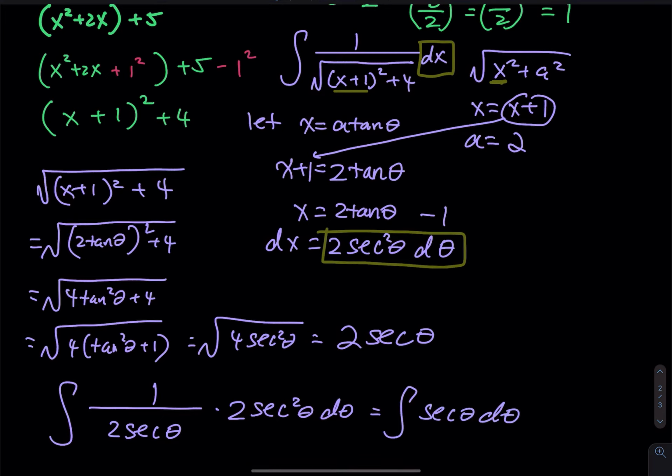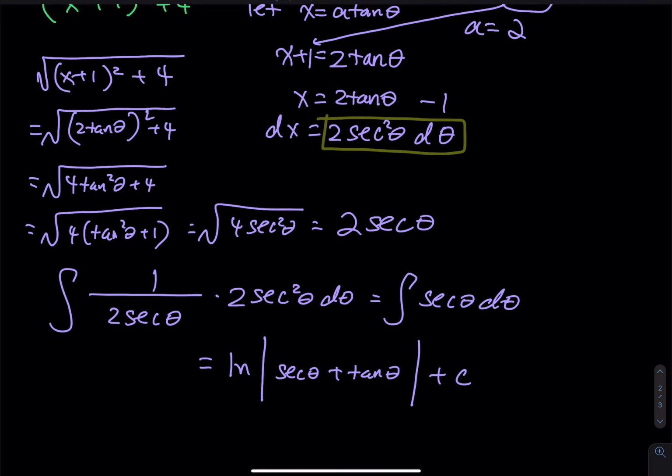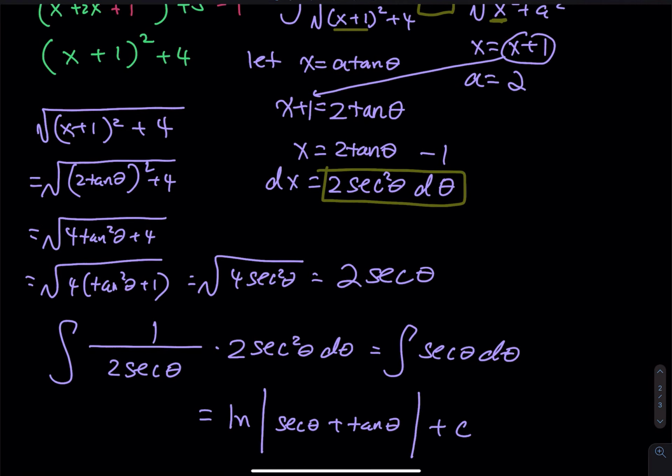This one you can just take the formula. This is equals to ln absolute value secant theta plus tangent theta, and then plus c. Are we done? The answer is no, we are not done, because the integral is in x and we have a theta, so we have to put the theta back to x.